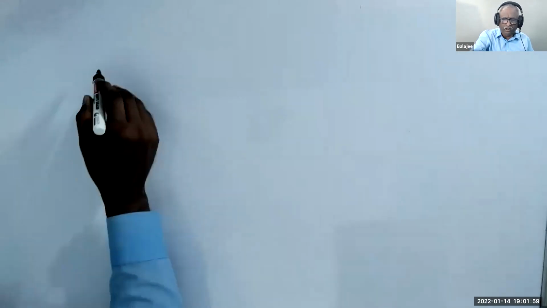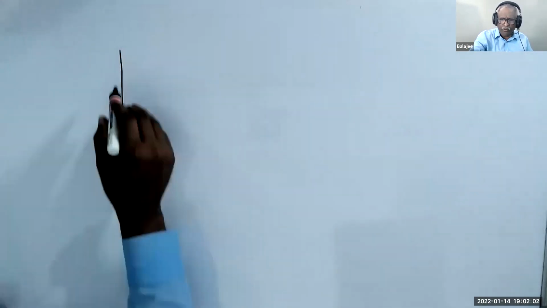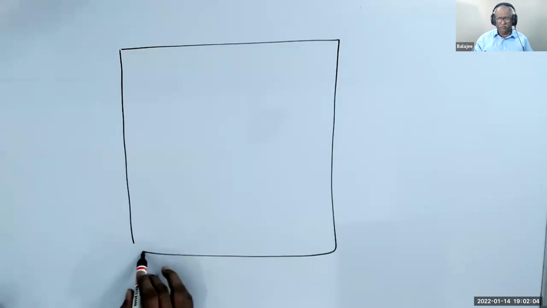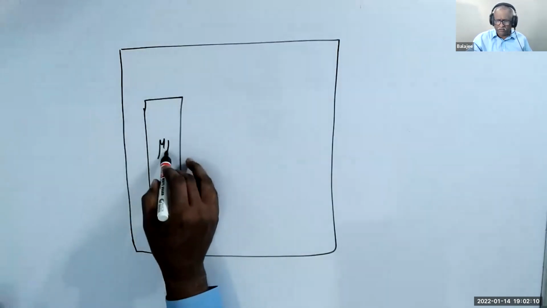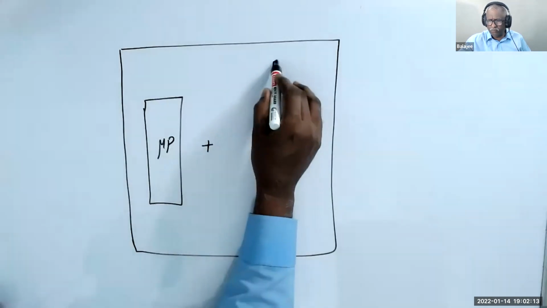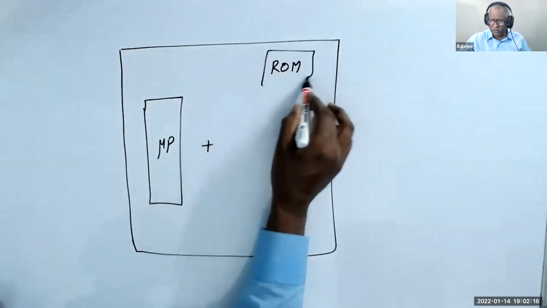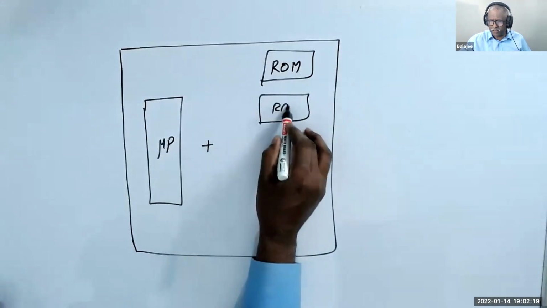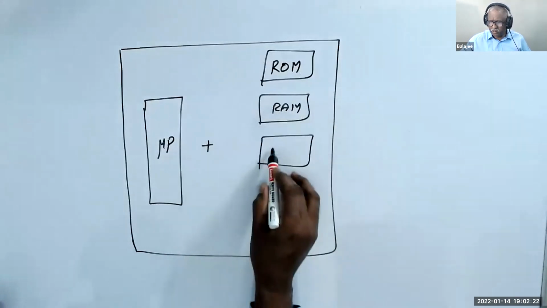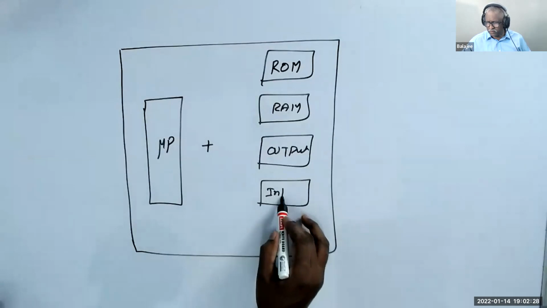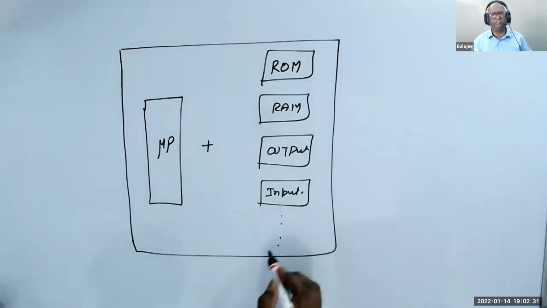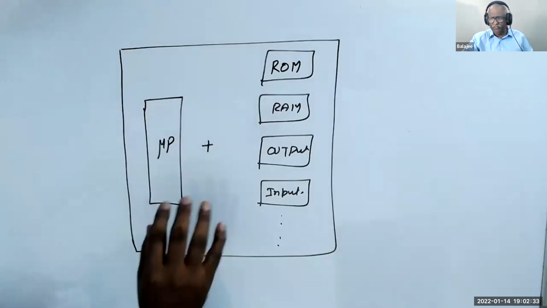In the first session, what we discussed was, what is a microcontroller? It's quite simple. A microcontroller has a few major components. One is the microprocessor, plus ROM to execute your software, plus RAM, plus output, plus input. Then some more components, we will discuss that next. So in the first class, we discussed only these four.